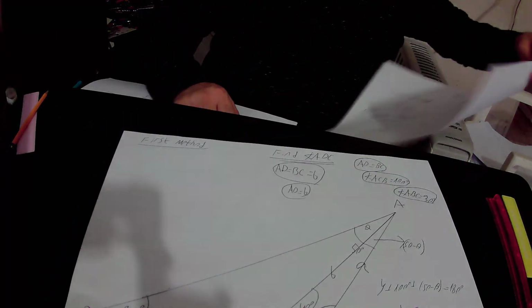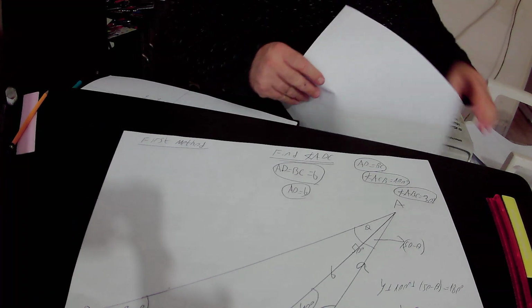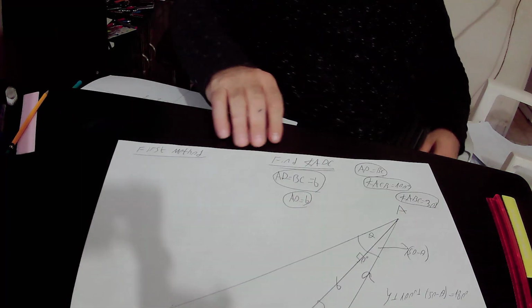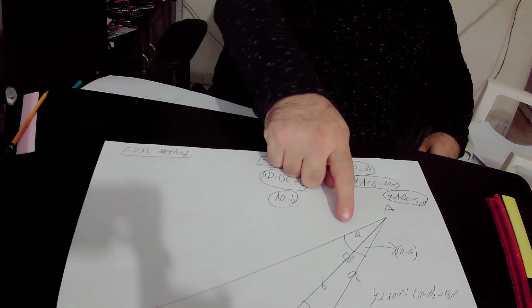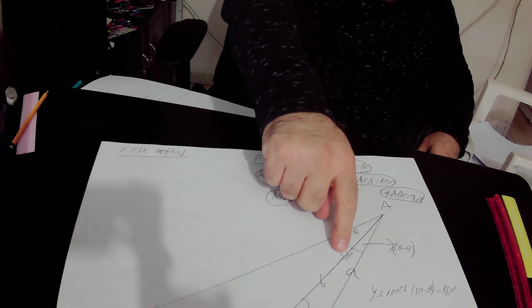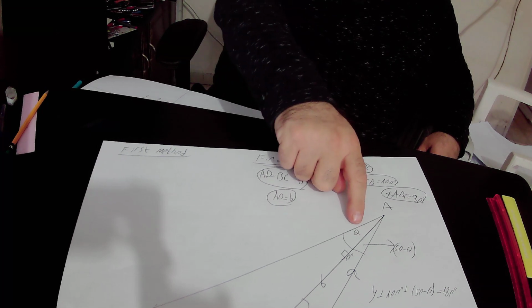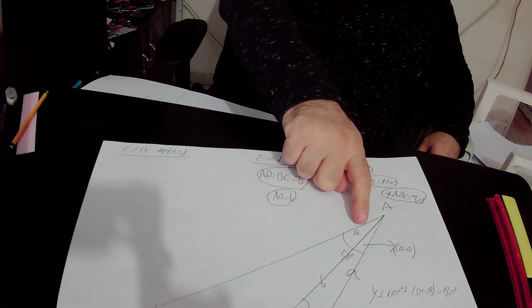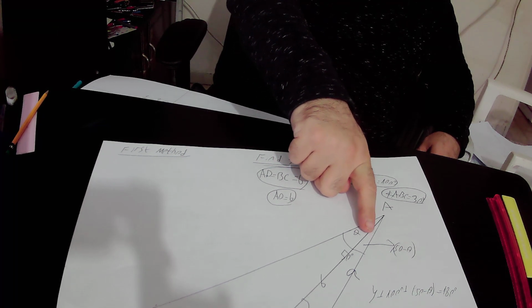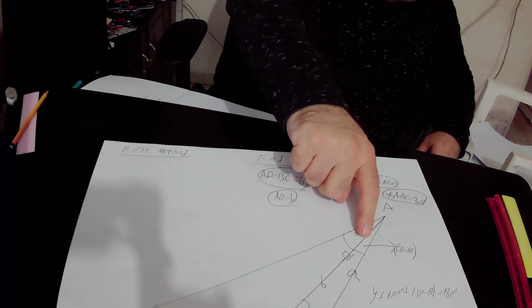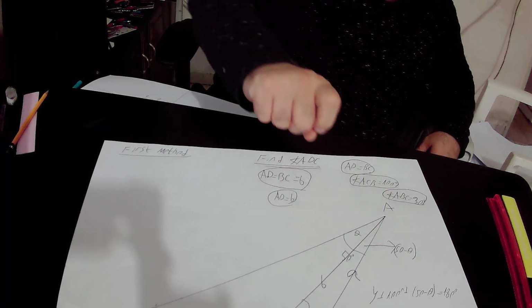Okay, then we focused on triangle ADC. We just found out that angle BAC, this angle, equals 50 degrees. So if we define angle BAD as theta, then angle DAC must be equal to 50 degrees minus theta. That is to say, angle DAC equals 50 degrees minus theta.